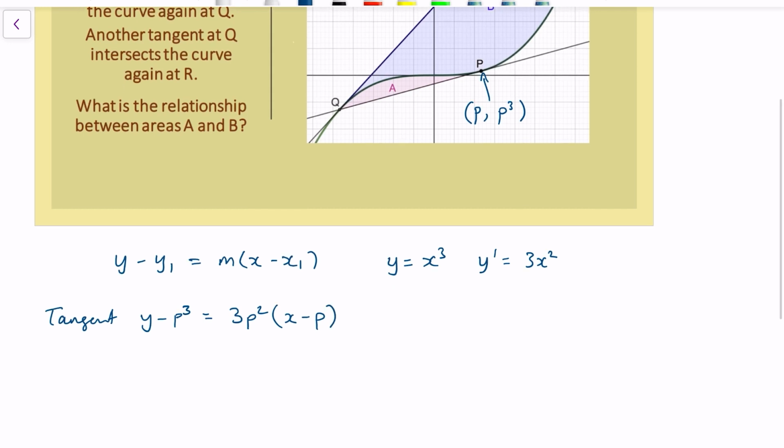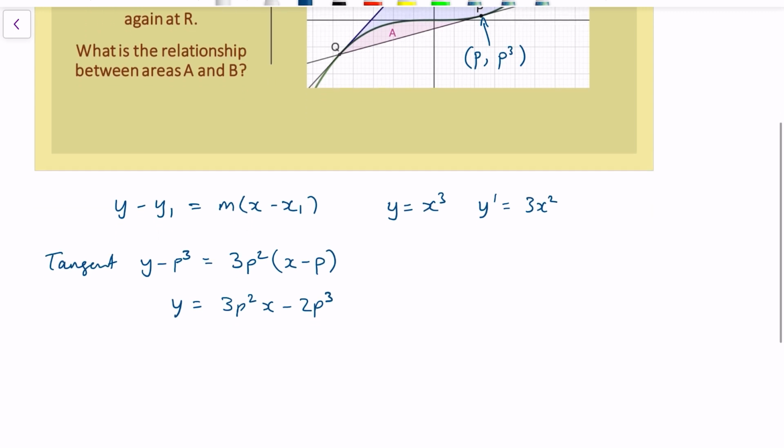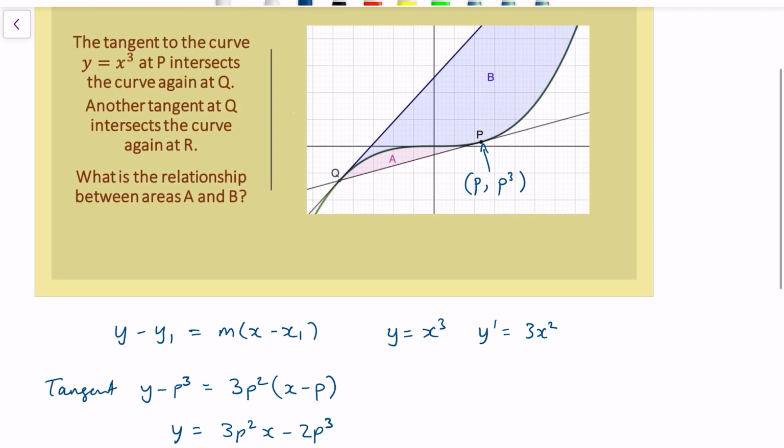We need that in y equals mx plus c form. So that's quite easy to achieve. We've got 3p squared x as our linear term. If we expand that bracket out, we've got minus 3p cubed, and then add a p cubed to it, it's minus 2p cubed. That's our constant term. That's our tangent. Now, the second step would be to find the integral between those two functions, between the cubic and this tangent.